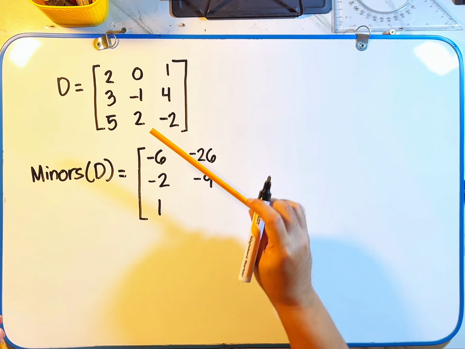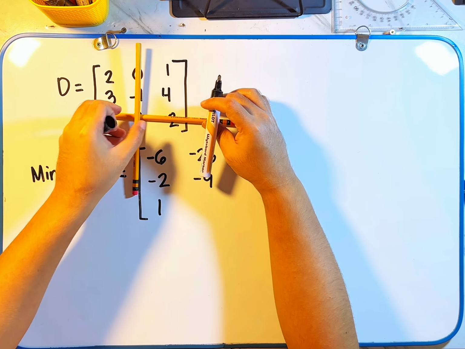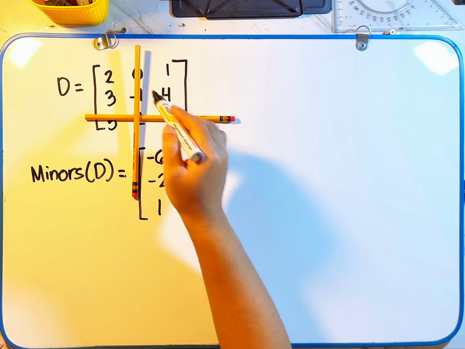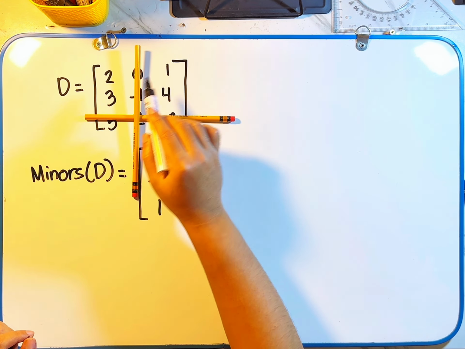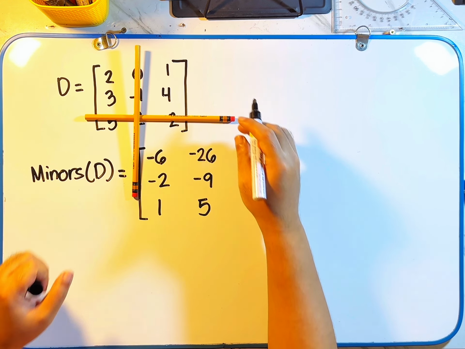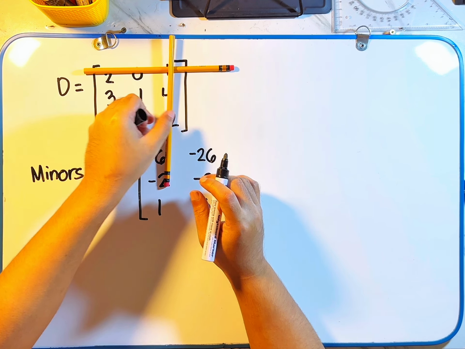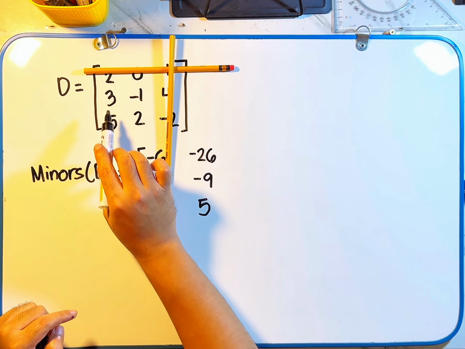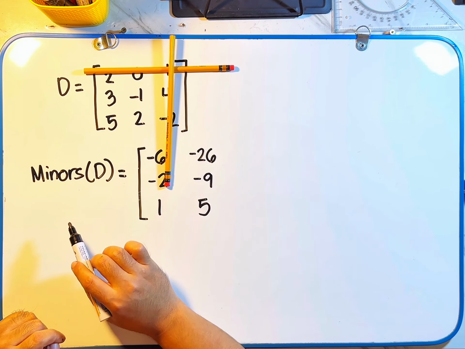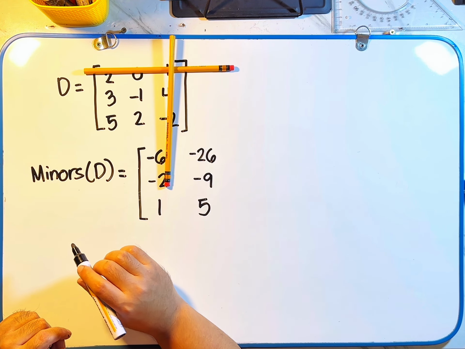Next, the element in the third row, second column. Okay, so we have these 4 elements. 2 times 4 is 8. Minus 3 times 1, that's 3. So 8 minus 3 is 5. Let's proceed to the first row, third column. So we have to find the determinant. 2 times 3 is 6. And then 5 times 1 is negative 5. 6 minus negative 5, that is 6 plus 5 or 11.